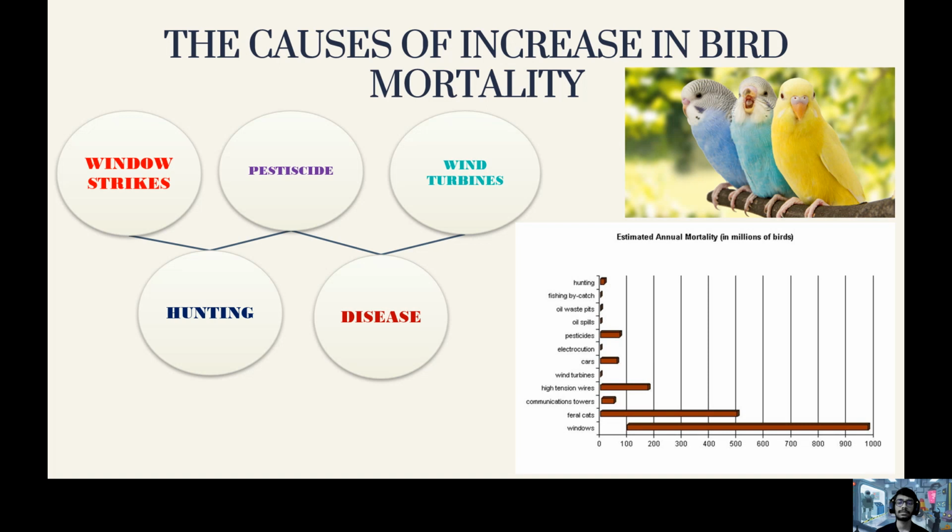Establishment of wind farms should go hand in hand with drastic cuts in electricity use, and there is a real need for more study of the relationship between birds and wind farms. So next we are sliding into pesticides.